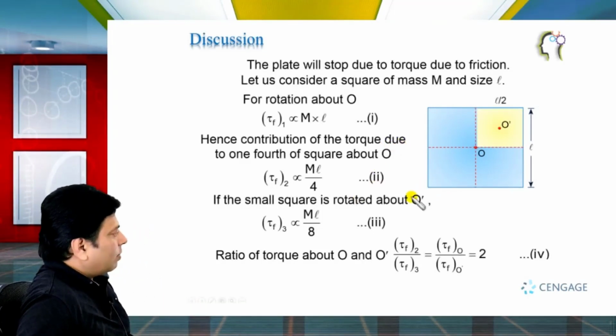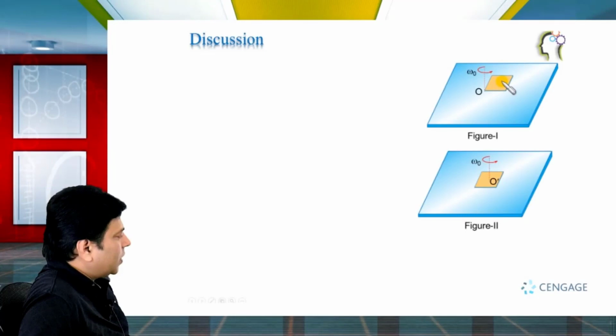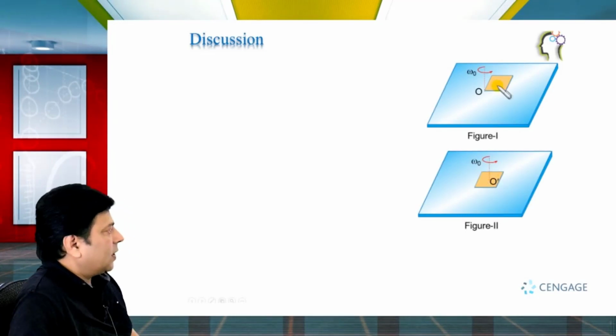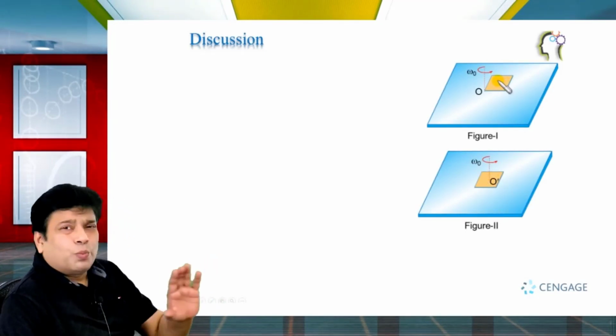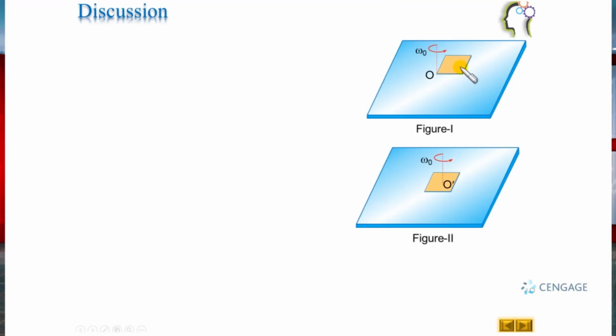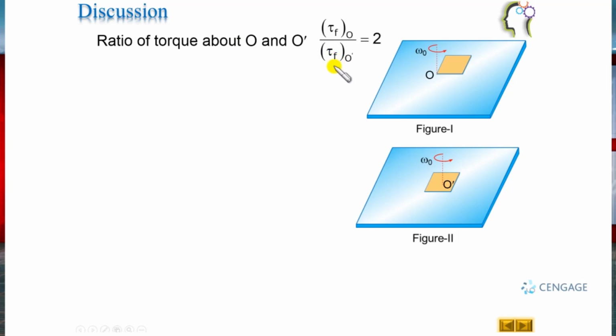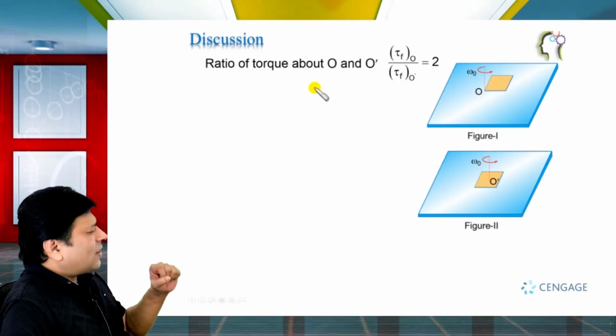Let us make the diagram of the real situation. This is the first case, this is the second case. We know both plates are identical. So here we can write that the torque about O and the torque about O dash should also have the ratio 2. Now we can write the average torque.